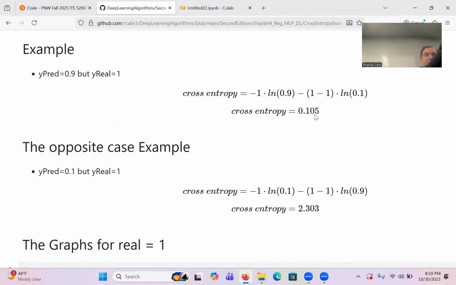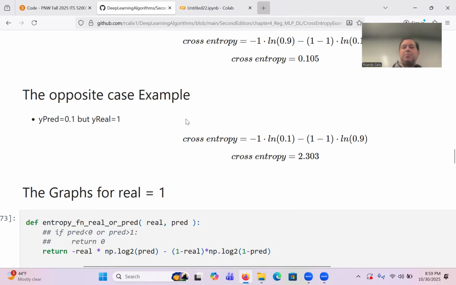The weights need to be changed so the model generates a value, and when you compare it, this needs to go down. Does this make sense, guys? Any questions? This is the essence of cross entropy and how it works.